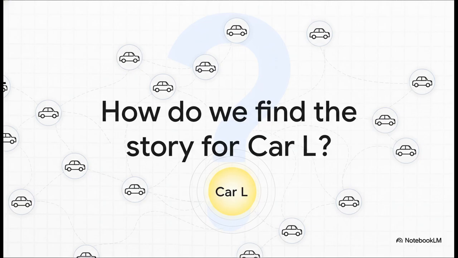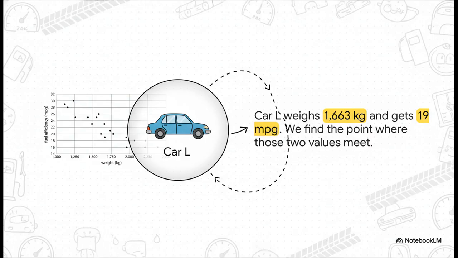All right, time for a little mission. There are 18 dots on there. How in the world do we find the specific story for just one car, say, car L? So here's how we find it. We know car L weighs 1,663 kilograms and gets 19 miles per gallon. So first, we find 1,663 on the bottom axis. Then we find 19 on the side axis. Now just trace those two lines until they meet, and there it is. That one dot tells us everything we need to know about the car's weight and mileage.